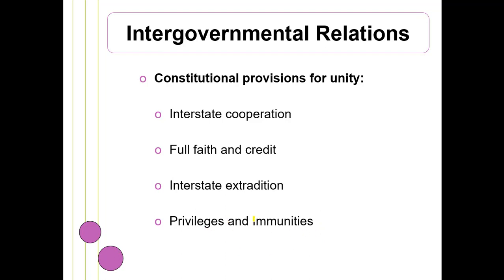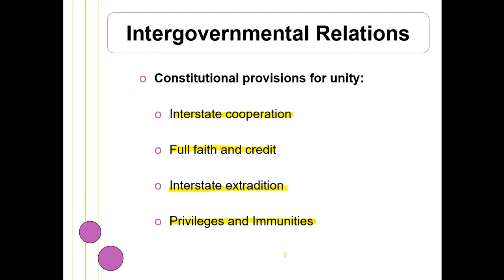So for unity, we have the interstate cooperation that kept everybody on the same page. We have each state recognizing the acts, proceedings, and other official documents of other states. There's also a clause that says if someone commits a crime in one state and flees to another state, extradition means that state has to bring them back to the state where that crime was committed. Privileges and immunities, same thing. Whatever is allowed in one state needs to be allowed in another state.